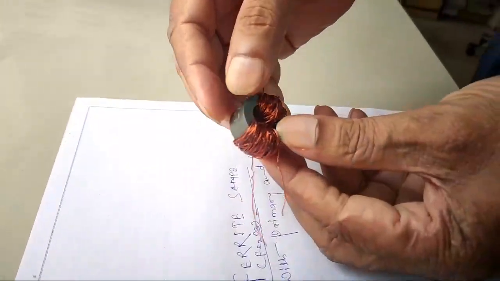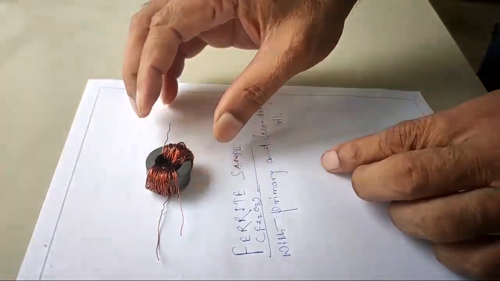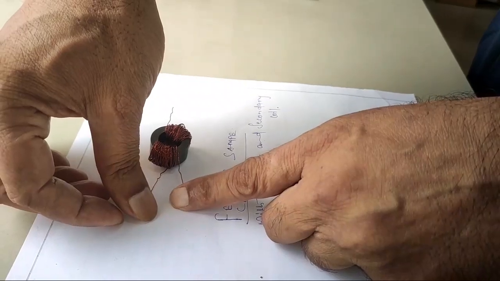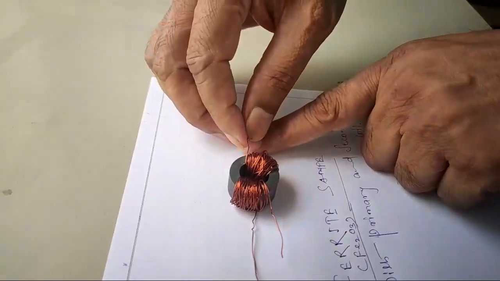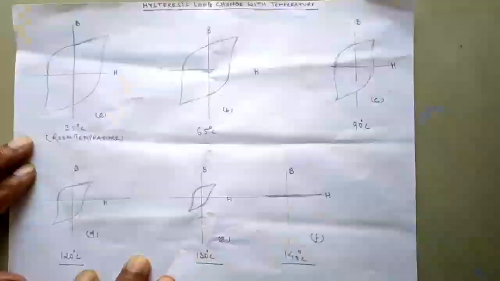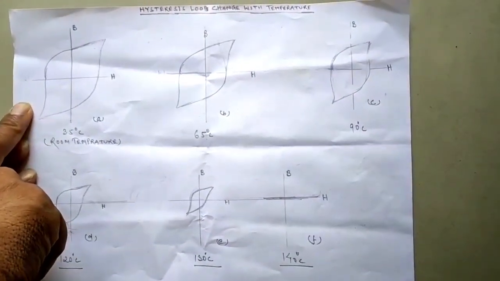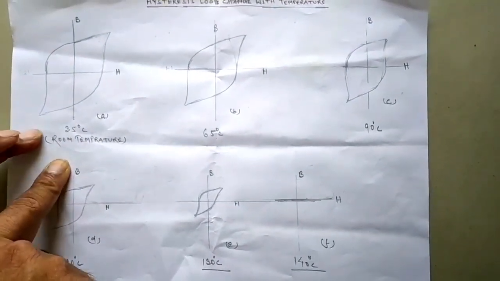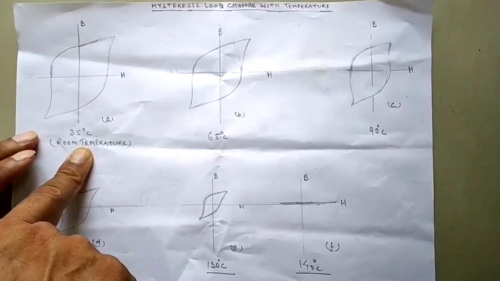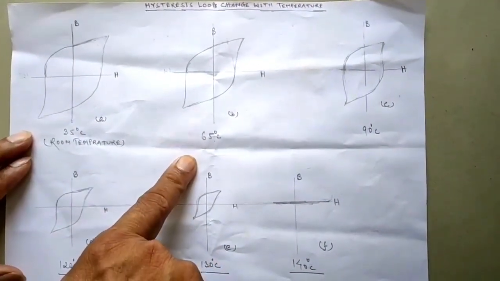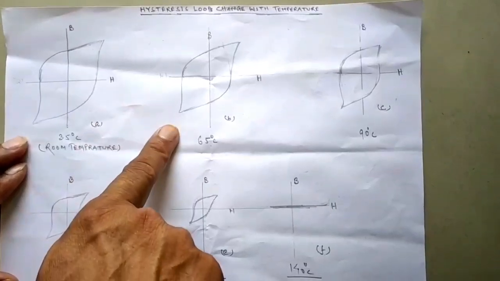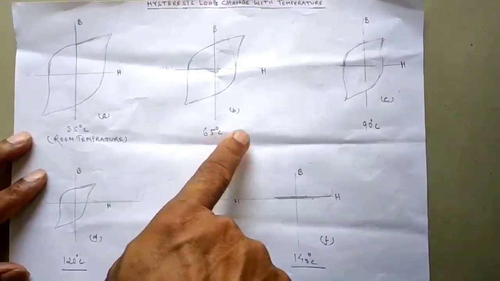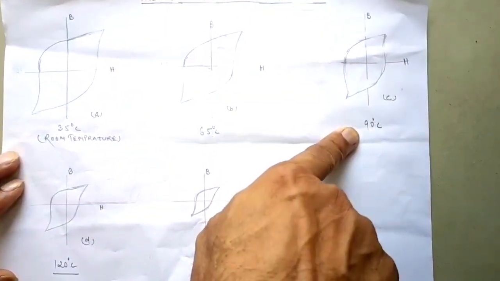Just look at this one, and you can easily understand what we are going to do. First of all, we are going to apply a field from the primary coil, and from the secondary coil we are going to monitor it here. Now, when we apply the field, the nature of the BH loop in the beginning at room temperature, that is at 35 degrees centigrade, is like this. Slowly it shrinks, and you can see that the size of the BH loop changes from here to here at 65 degrees centigrade, and at even higher temperature it distorts further.